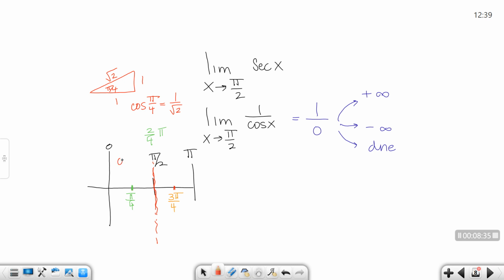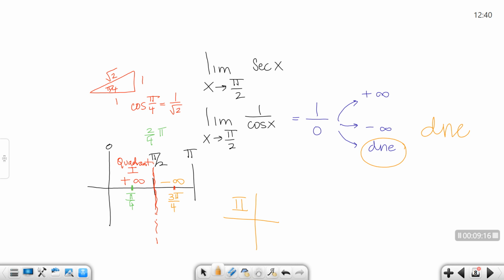From 0 to pi over 2, that's quadrant 1. In quadrant 1, everything is positive, so the cosine is positive, so it would be going up. In quadrant 2, here over here, I know that the cosine is negative, so I'd have a negative value over here. Since on the left it's going up and on the right it's going down, my answer for this one is does not exist.